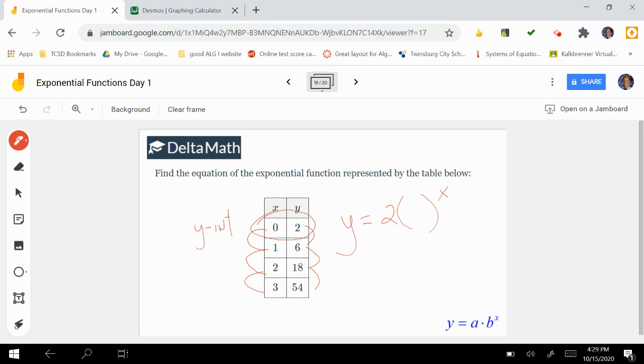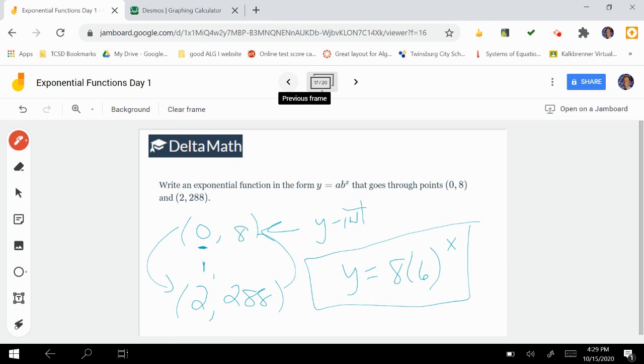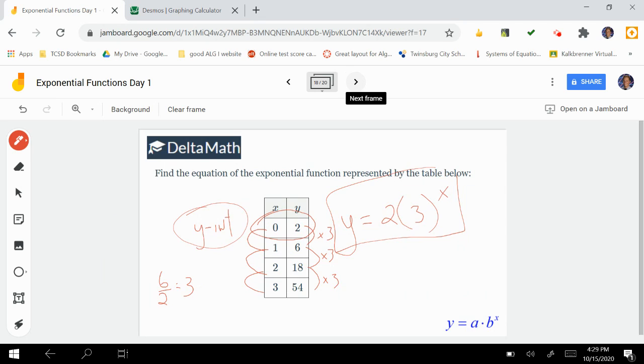If I don't see it, I can easily do the change of y's. 6 divided by 2 is 3, so it's a multiplier of 3. 6 times 3 is 18. 18 times 3 is 54. So I know my B, or my multiplier, is going to be 3. Much easier when you have the y-intercept given. Unlike this problem, I guess they did give us that. However, we found it out using that regression formula as well.